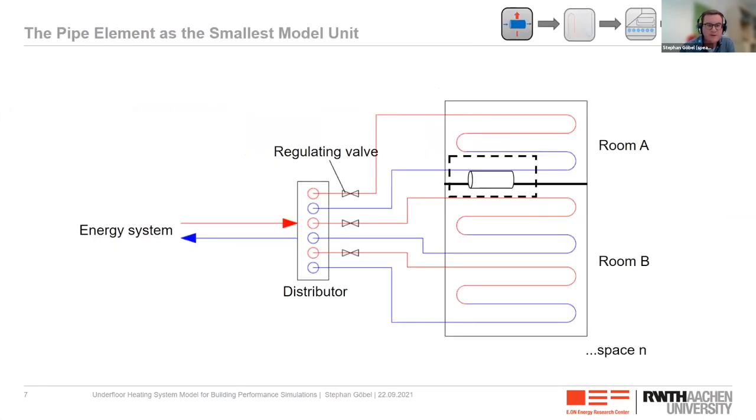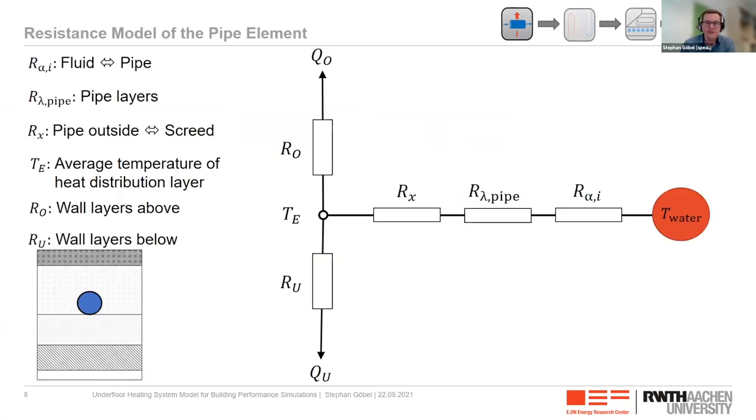So to start with, the pipe element as the smallest model unit can be seen as a resistance model. The heat flows from the water into the inner layer of the pipe, then through the different pipe layers, and from there into the distribution layer, and then mainly through the layers to the room to be heated, and partly also to the room below or to the ground.